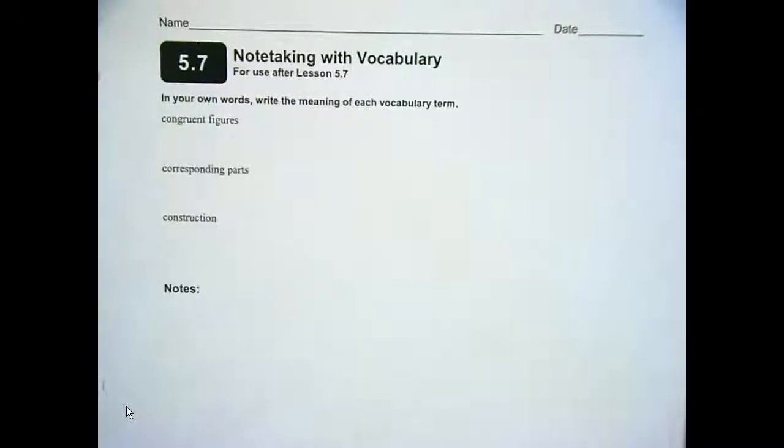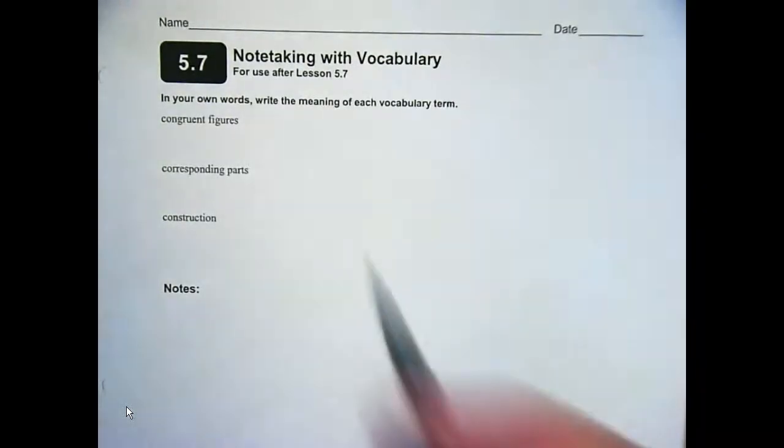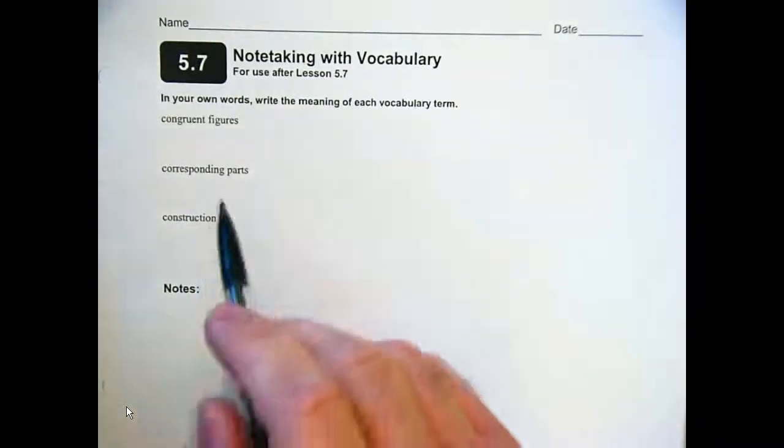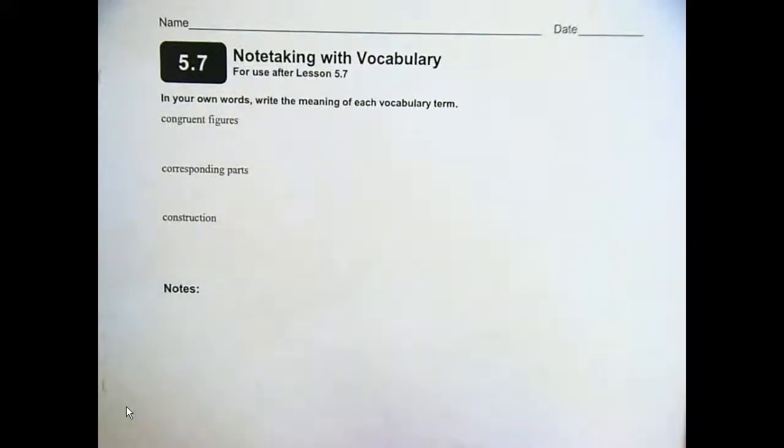Hey, today we're going to be talking about 5-7, corresponding parts of congruent triangles. I know we all know what congruent figures are. Corresponding parts, we've talked about that. And we know what a construction is. We're going to put all those things together to do an additional proof here.